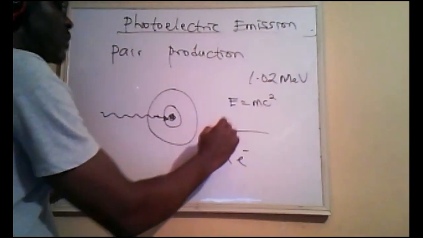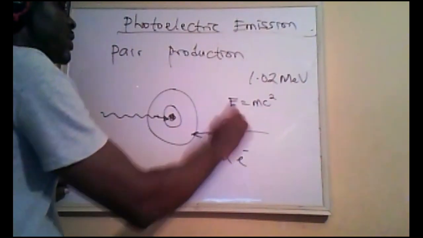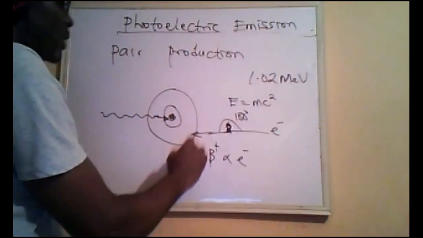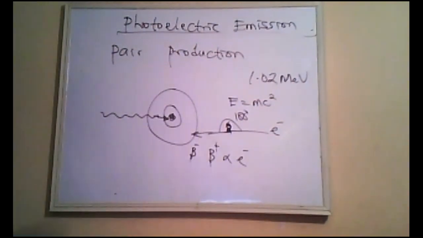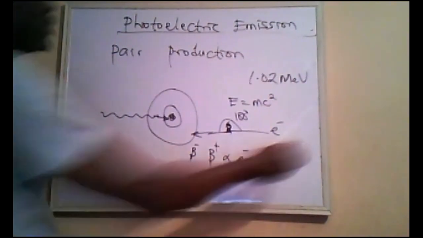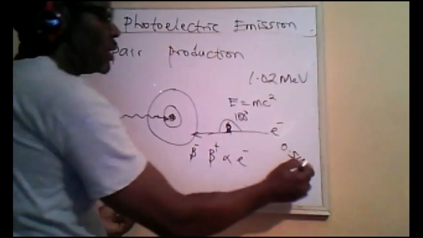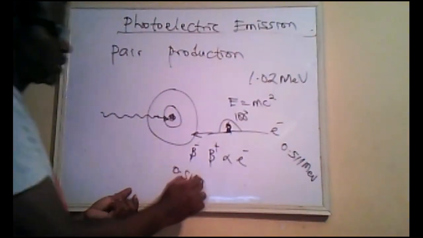As they are produced, they will not travel in the same direction. This is the point of production. They will travel in different directions, about 180 degrees apart. The electron goes this way, while the positron goes that way. We will come to know more about this in the PET scanner. The rest mass energy of an electron is 0.511 mega electron volts, and equally 0.511 mega electron volts for the positron.